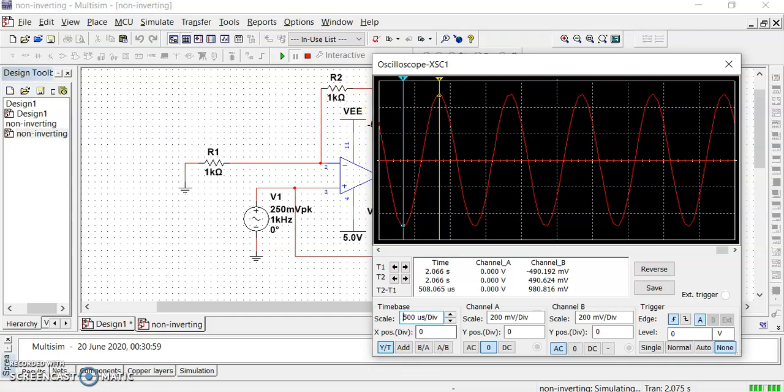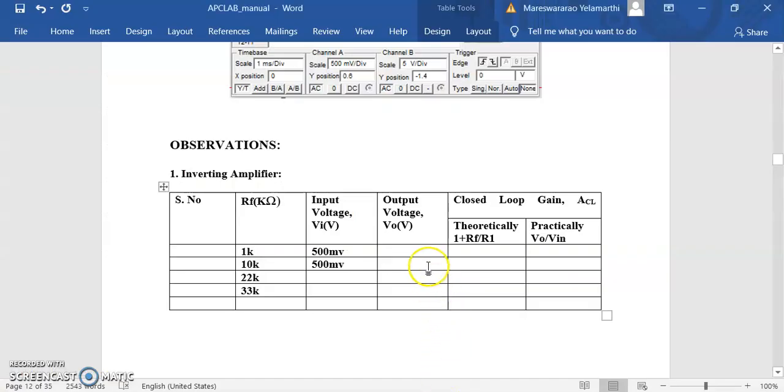Now tabulate the readings. Here we have a tabular form. For a 1 kilo ohm feedback resistor, our output voltage is 980 millivolts. For the theoretical gain, we calculate 1 plus RF by Ri. The RF value is 1 kilo ohm and the Ri value is also 1 kilo ohm, so the gain equals 2.